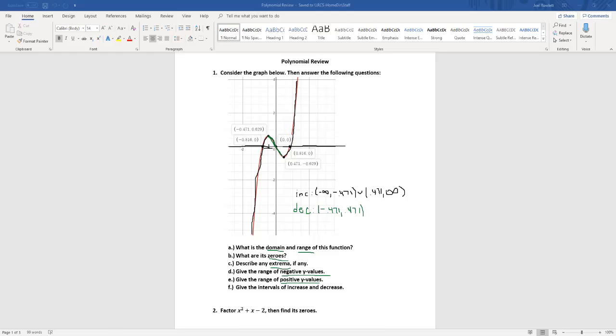And then finally, to give the intervals of increase and decrease, just give me those x values where the graph is either climbing or going down. Those would be your intervals of increase and decrease.